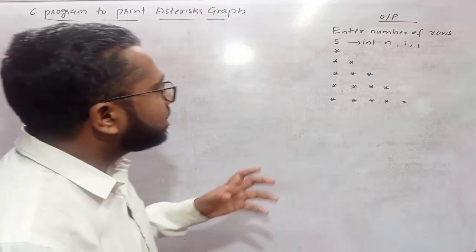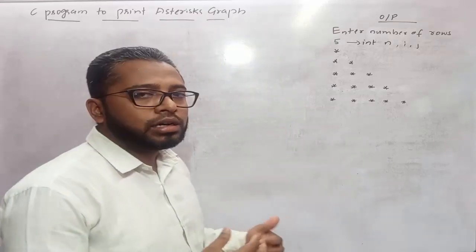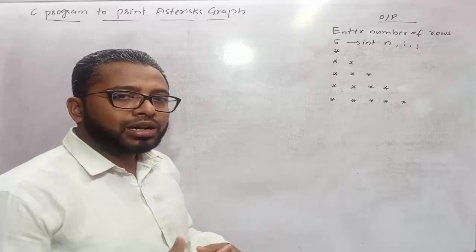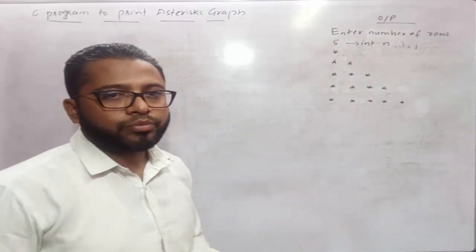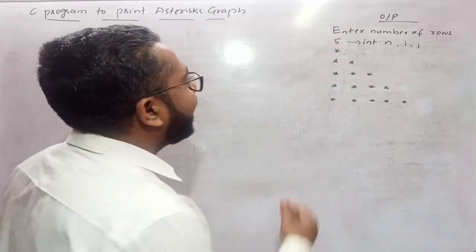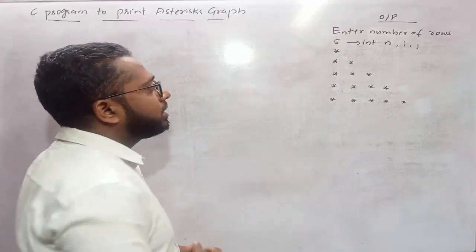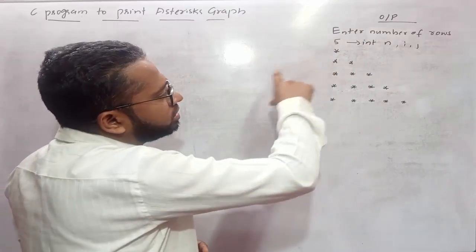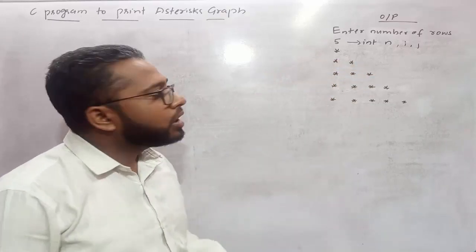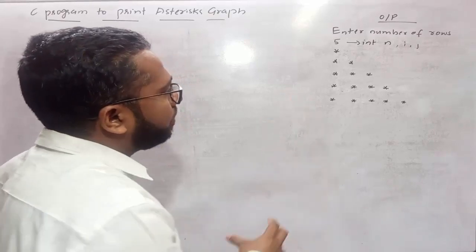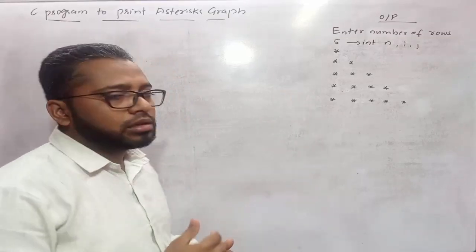You can clearly see on the board I have already written down the output. When this program gets executed, it asks the user to enter the number of rows. Then I will enter a value 5. Then an asterisk graph with 5 rows gets created. So to print this graph, how many variables do we require?